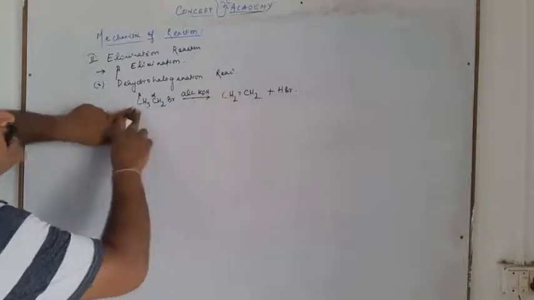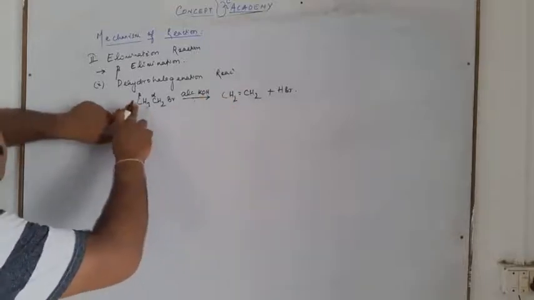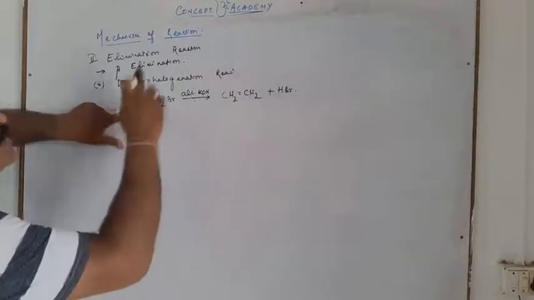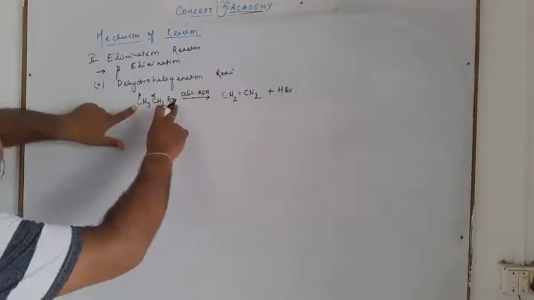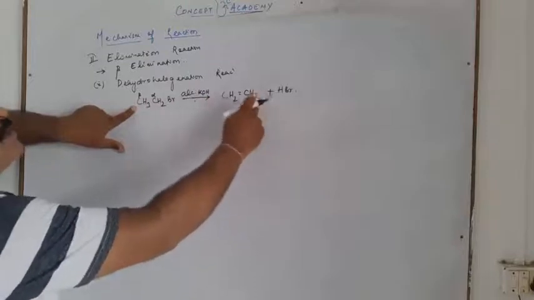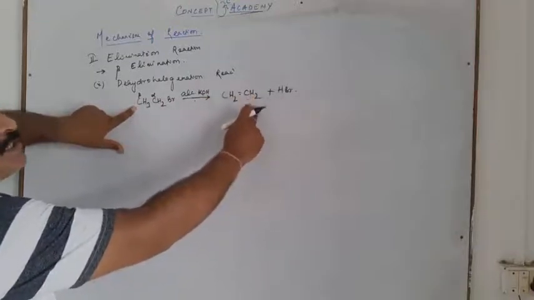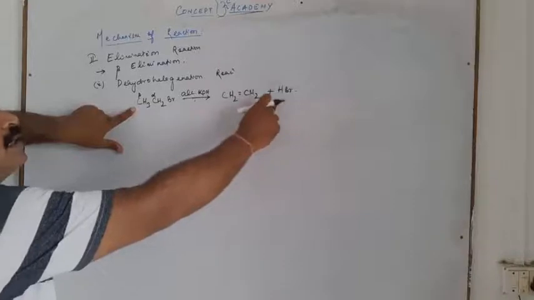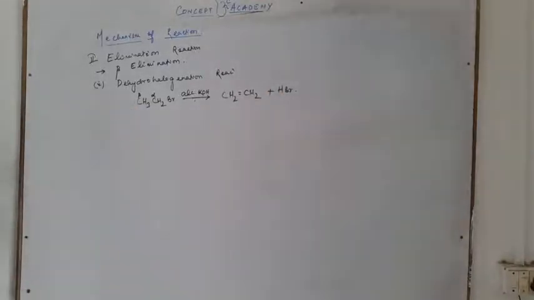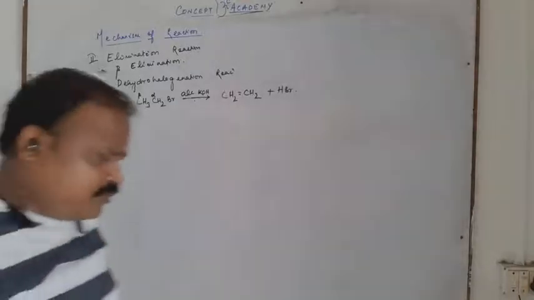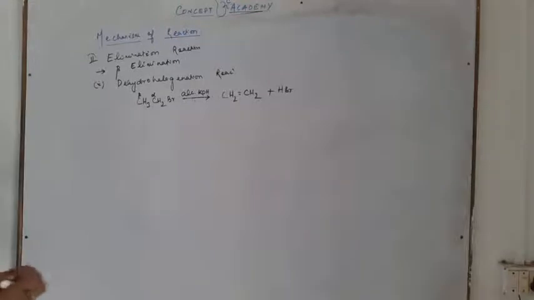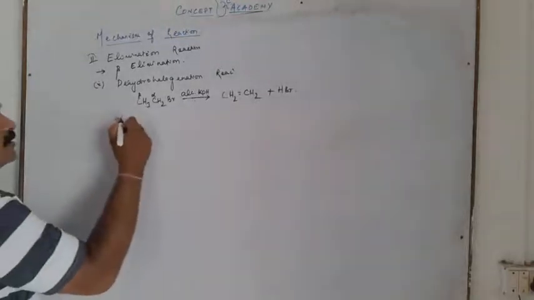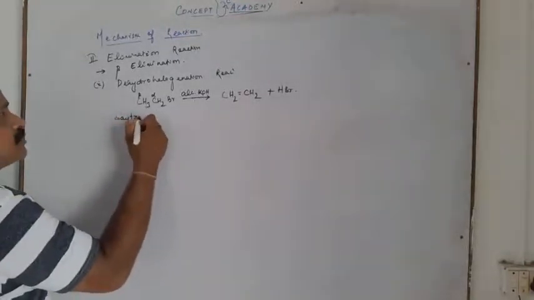So here this beta carbon's hydrogen is detached. So there is dehydro, then it gets halogenated with Br. So it forms CH2 double bond CH2, that is ethene, an alkene, plus HBr. Okay, clear? Then, it follows Saytzeff's rule. There is one rule that is known as Saytzeff's rule.